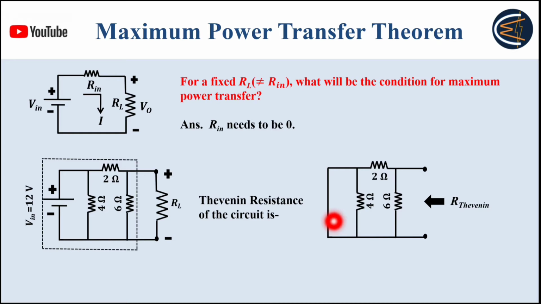That means you need to replace it with a short circuit path, because the internal resistance of the independent voltage source is 0. These things you already know, right? So from here you can easily find the equivalent resistance, and that will be your Thevenin resistance.